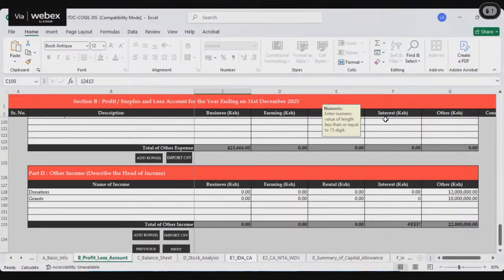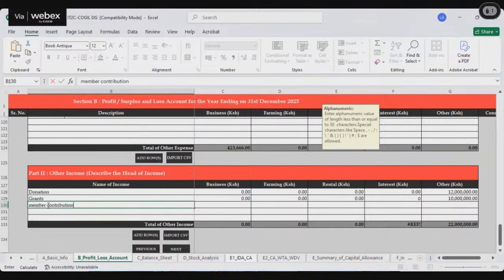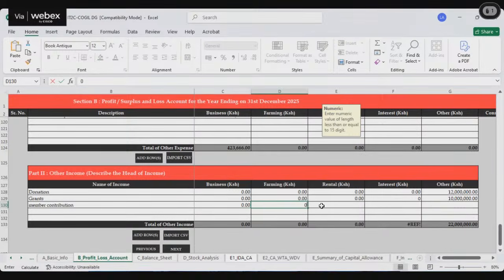I hope the screen is clear. Please confirm whether you are able to see. Yes, so this is part 2, other income. Then in brackets, it's written, describe the head of income. So ensure you describe the head. If it is donation, you put donation. If it is grant, if it is members' contribution, you put it the way it is. Make sure you make the description and do not capture it under business. We capture it under other income. This will enable the commissioner to understand the income that you have declared. I hope it is clear.